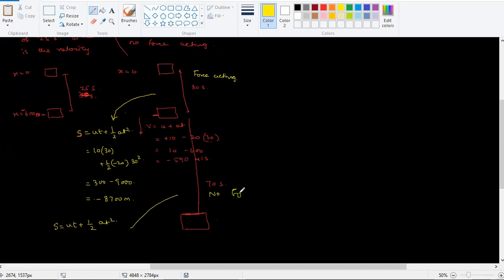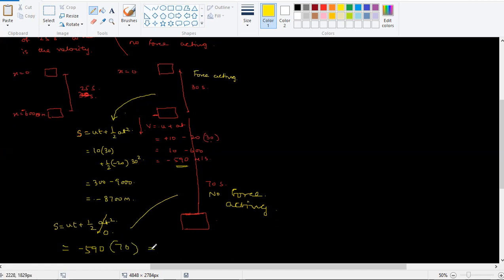No force acting. Is this size okay? Are you able to see the letters? Yes, sir. So no force acting here. So no force means acceleration is 0. Initial velocity at this point is minus 590. Time taken is 70 seconds.